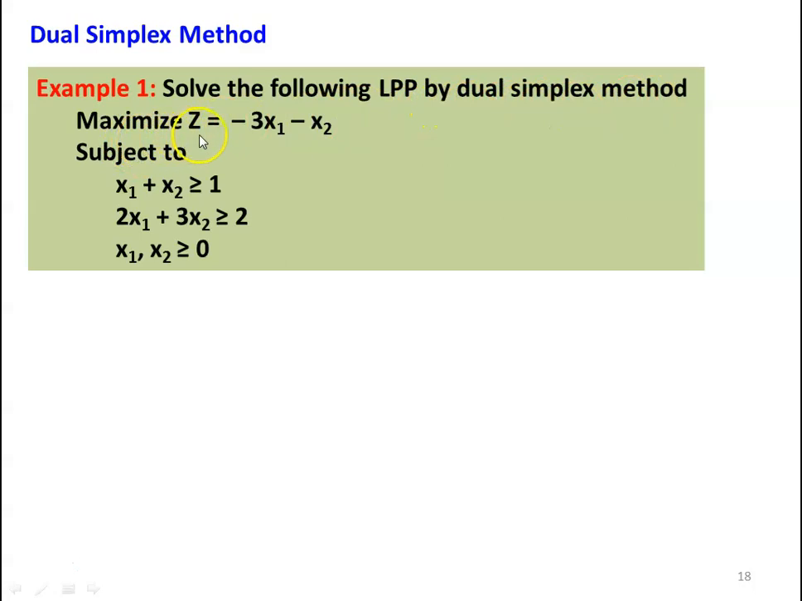It is a maximization type problem. Maximize Z equal to -3x1 minus x2, subject to the constraints x1 plus x2 greater than or equal to 1, 2x1 plus 3x2 greater than or equal to 2, and x1, x2 values are greater than or equal to 0. So, you need not convert the problem into dual problem. We straight away apply the dual simplex method to solve the problem. This is a maximization type of problem.